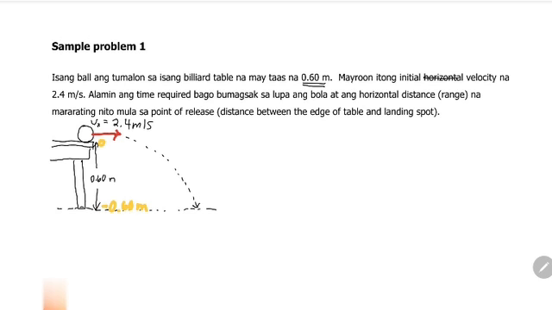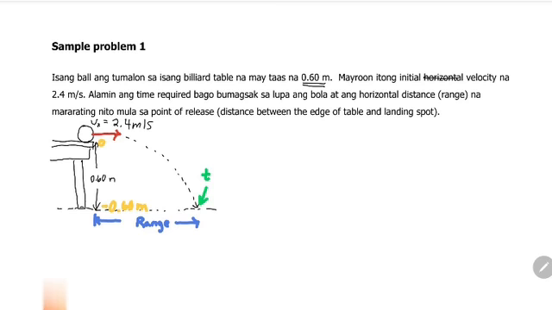What we need to find is the range. The range ay sa x yon, di ba? Range. This is the range. This is the r or the range. Also, we need to find the, alamin ang time required bago bumagsak sa lupa ang bola. So the time here, kung saan narating na yung ground.